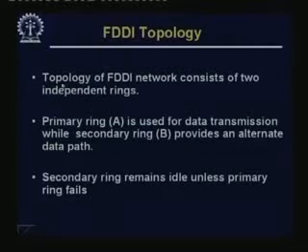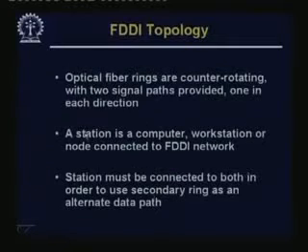So, as mentioned earlier, the topology of an FDDI network consists of two independent rings. Primary ring A is used for data transmission, while secondary ring B provides an alternate data path. This has already been shown, and the secondary ring remains idle unless the primary ring fails. So, the optical fiber rings are counter rotating, that means one is moving in one direction while the other is moving in the other direction. So, two signal paths are provided, one in each direction. Why do we make the rings counter rotating? Well, we had seen this in our recovery lecture also.